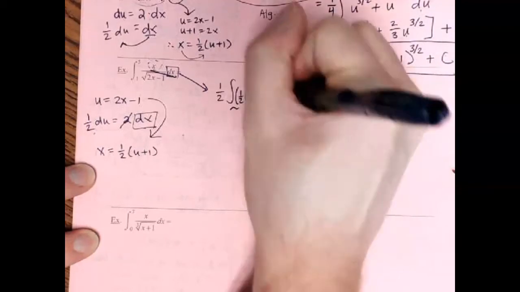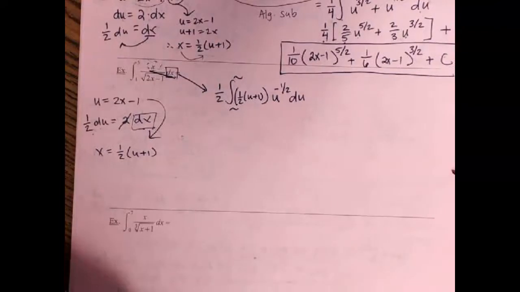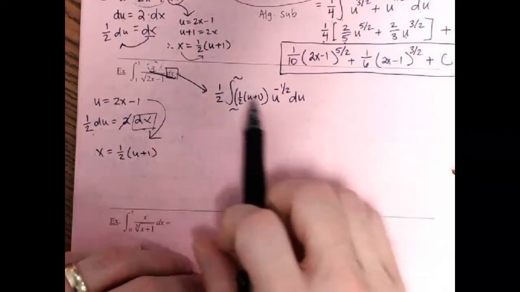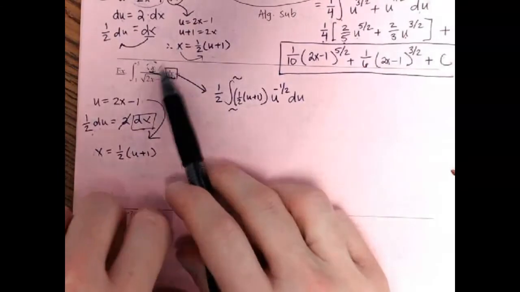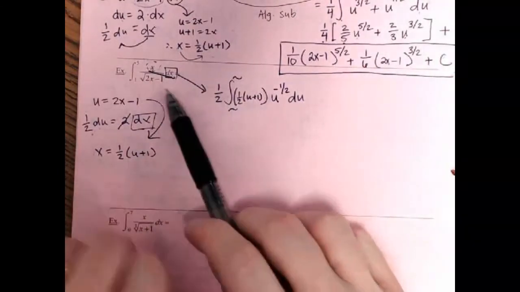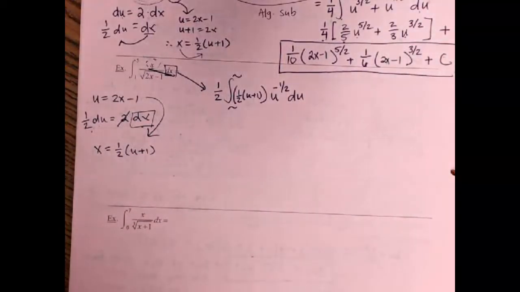And then remember to put your squiggles, or you could switch it over to the u values, or you could put your placeholders. Either way is fine. But I translated it all over. Make sure every single part is accounted for. The dx changed over, brought out this 1/2 also. The extra x switched over. And then that chunk, you have the square root of u on the bottom. Therefore, it's u to the negative 1/2.